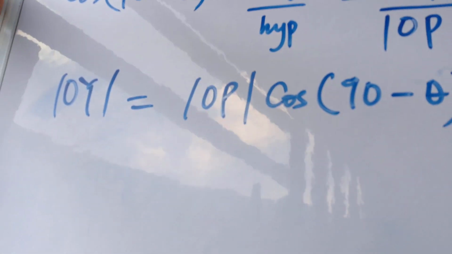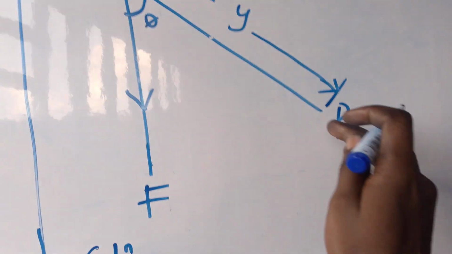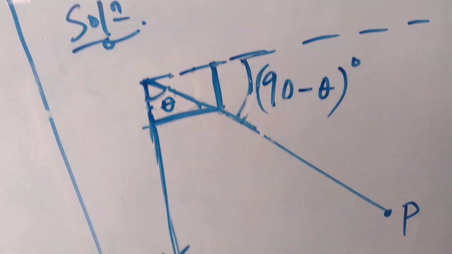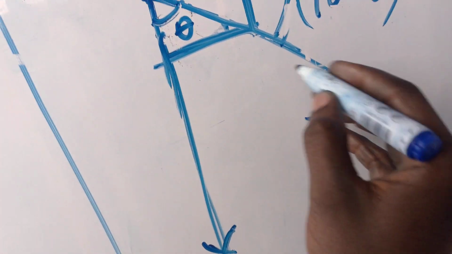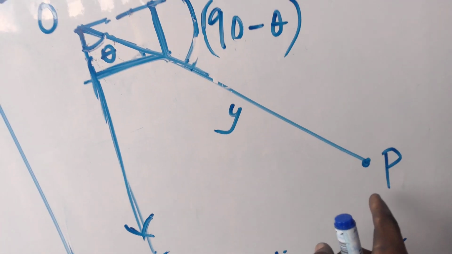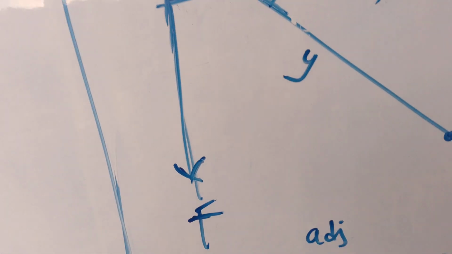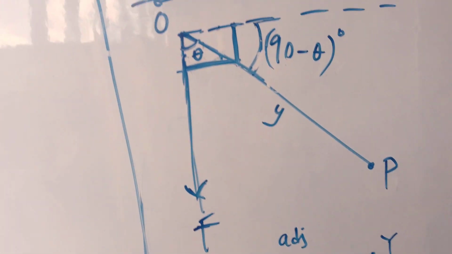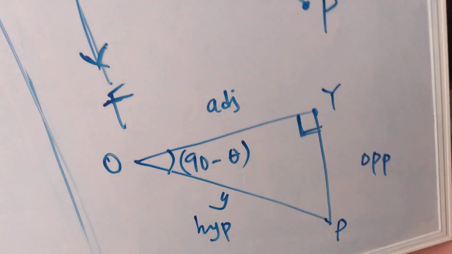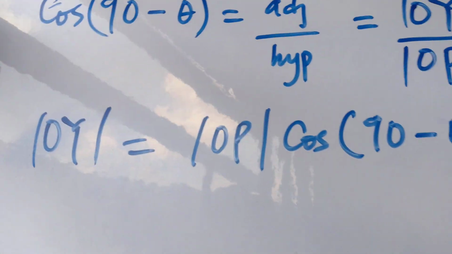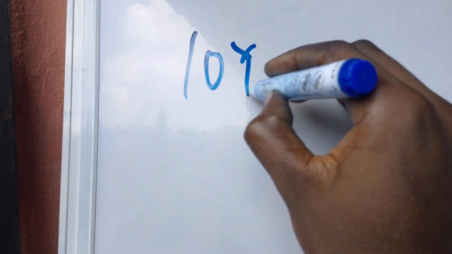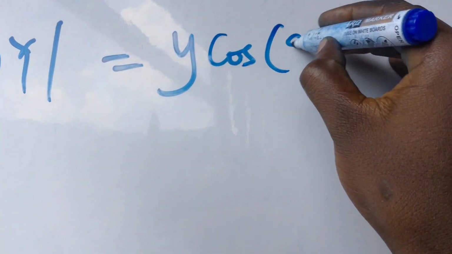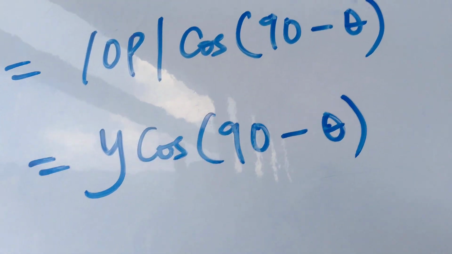Then I'll come back again to this diagram. Remember that I said here is point P, so if here is O, that means distance OP is Y. I will indicate that this side is Y, the distance from here to here. That means the hypotenuse here is Y. So distance OP is Y, which means distance OY equals small y cos 90 minus theta.